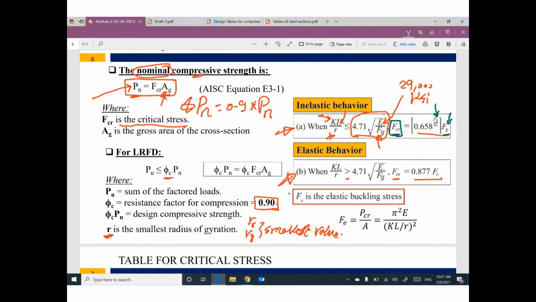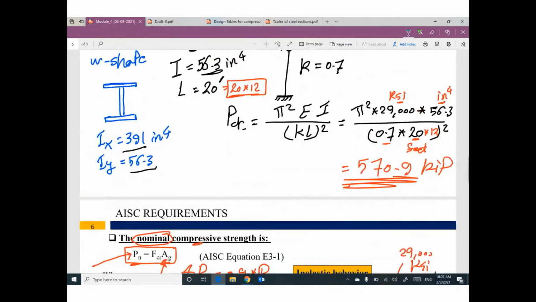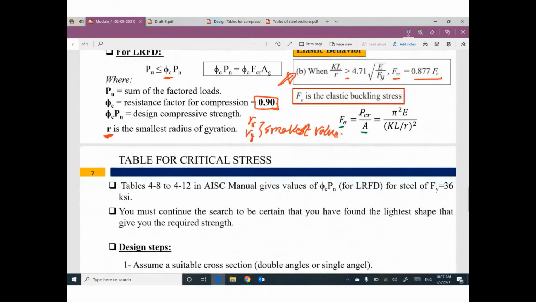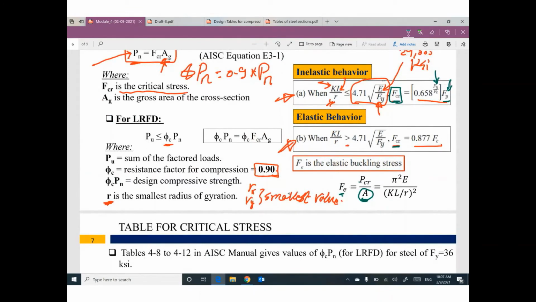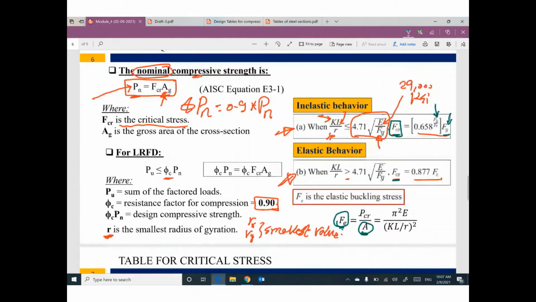What is the meaning of FE? FE is the critical buckling stress, which equals the critical buckling load divided by area. Do you remember the critical buckling load that you calculated before? Please divide this number by area, and you can get the critical buckling stress. Okay? If the second condition exists, F critical equals 0.877 FE. FE is the critical buckling stress.